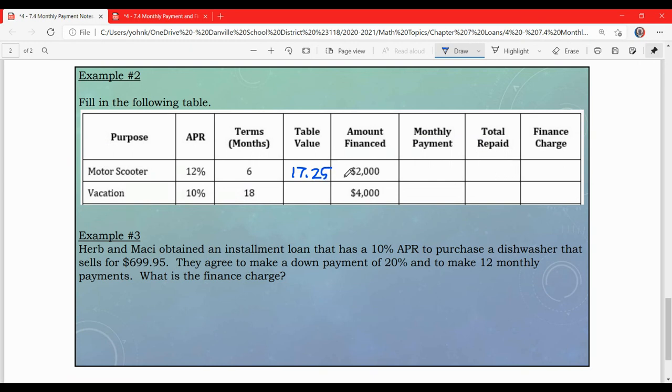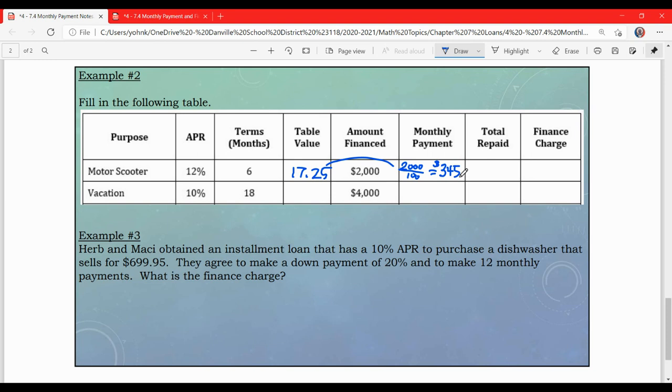The amount financed is $2,000. The monthly payment is taking the amount financed, $2,000, dividing it by 100, and multiplying it by that 1725. So if I multiply those, I get a monthly payment of $345.